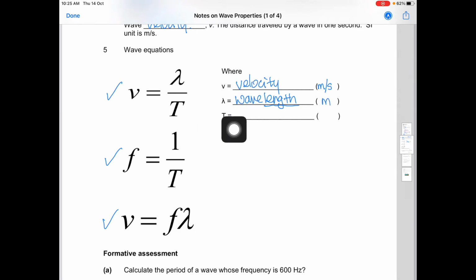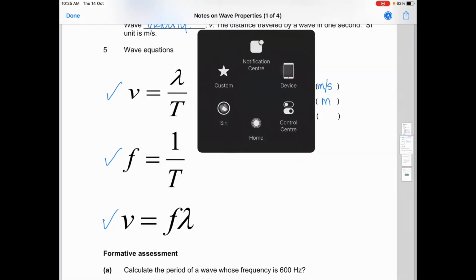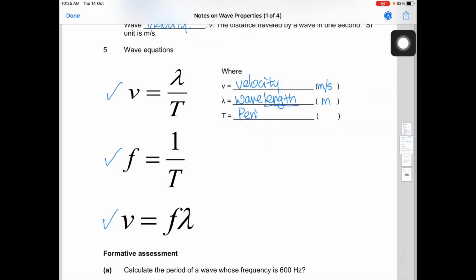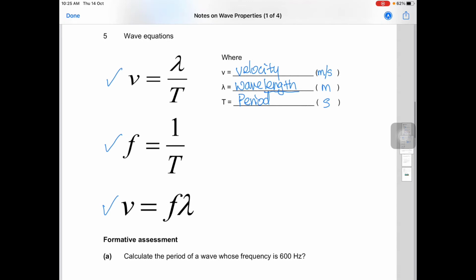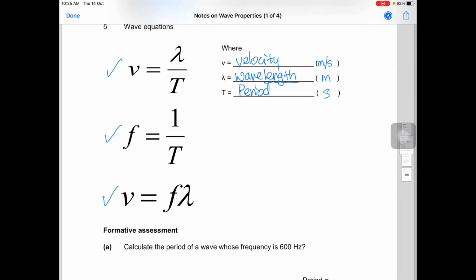Capital T stands for period. Hope you got that right. And the SI unit for period is seconds. So now that hopefully you have remembered the 3 formulae: V equals lambda over T, F equals 1 over T, and V equals F lambda. We are now ready to solve some questions.